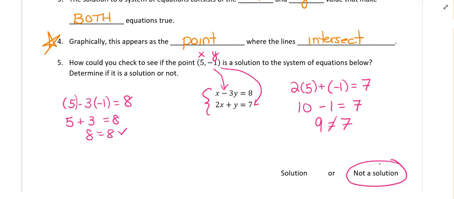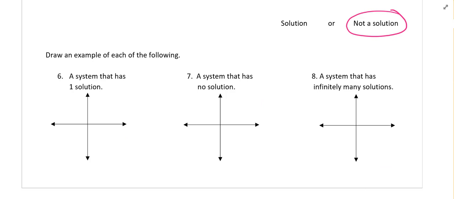So now let's look at how we find some of those solutions by looking at the problems on the back. Just kidding, I forgot these on the bottom. Number 6, 7, and 8. So a solution to a system, again, is the point that you can plug in that makes both of the equations true. Or, as we said graphically, it's the point where the two lines intersect.